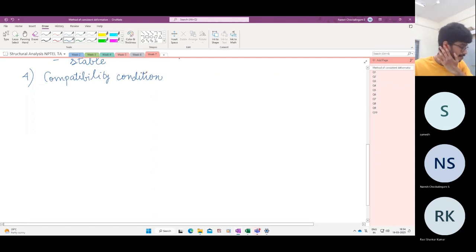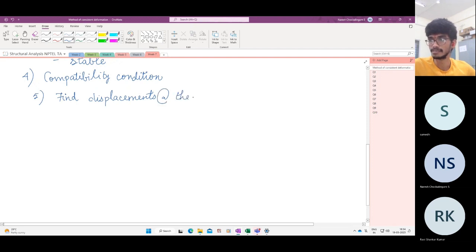Enforce, just write down the compatibility condition. What it is. Then what is the idea? Solve. So find the displacements at the point of action of the redundant force in all cases, due to both the applied loadings and the redundant force.